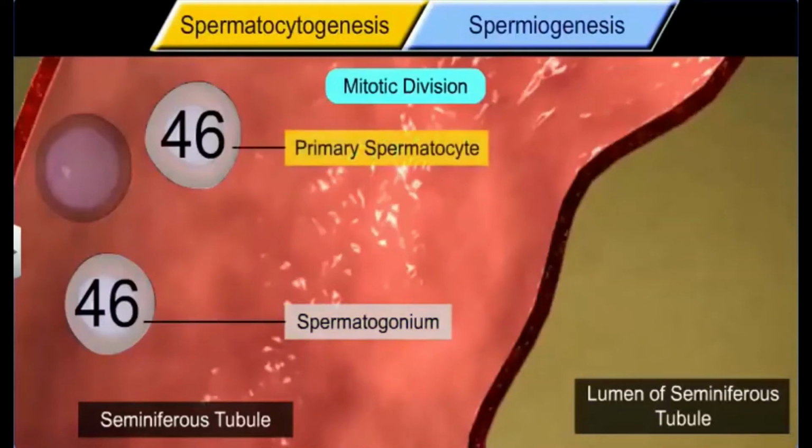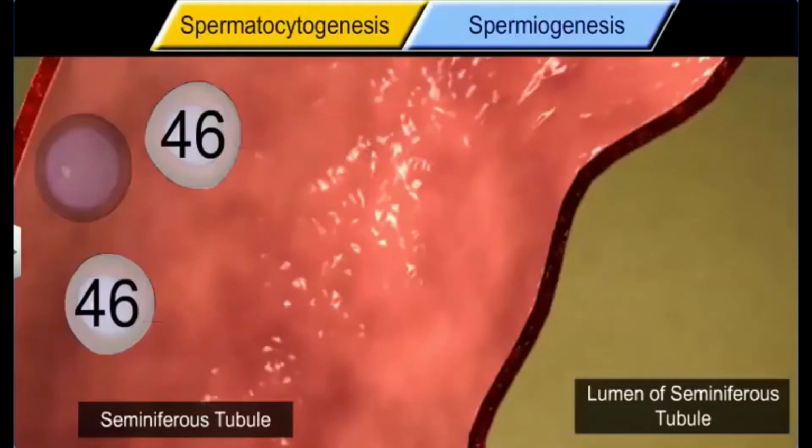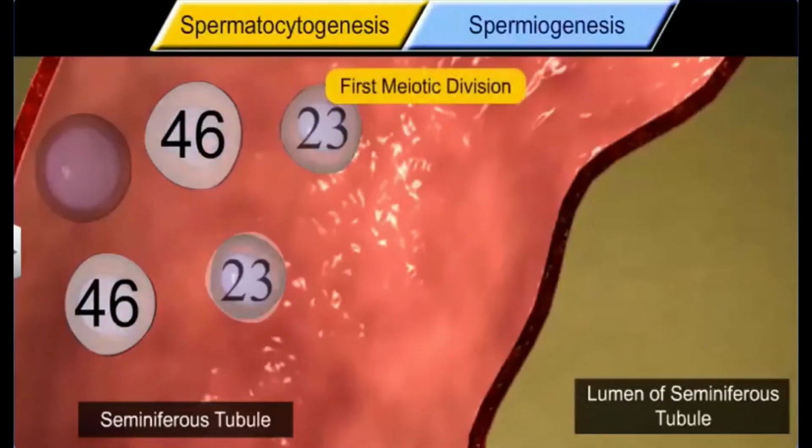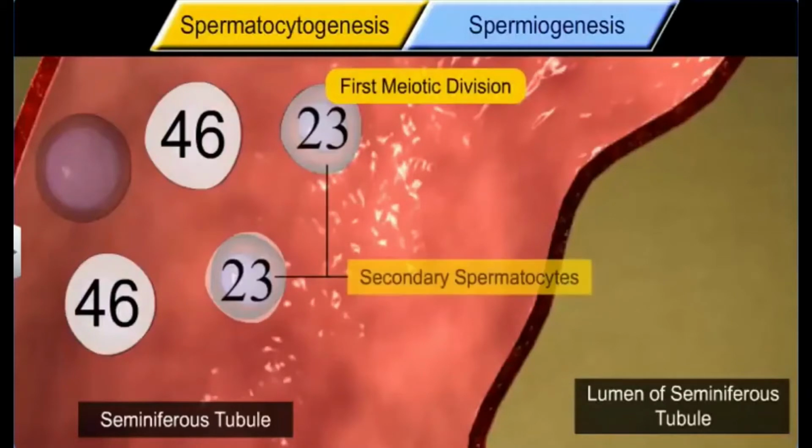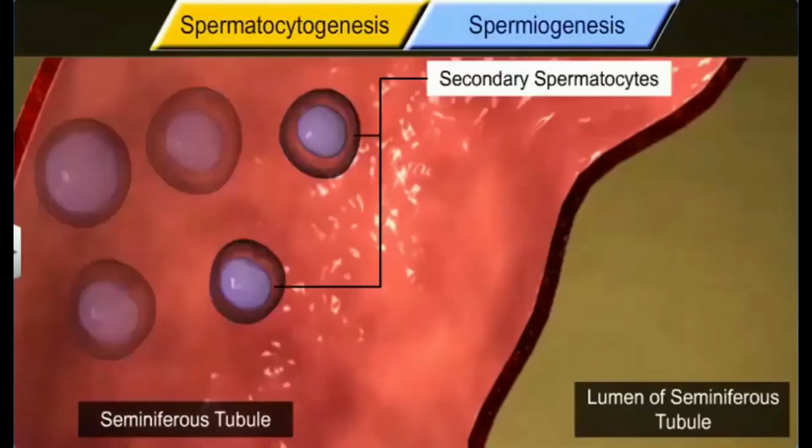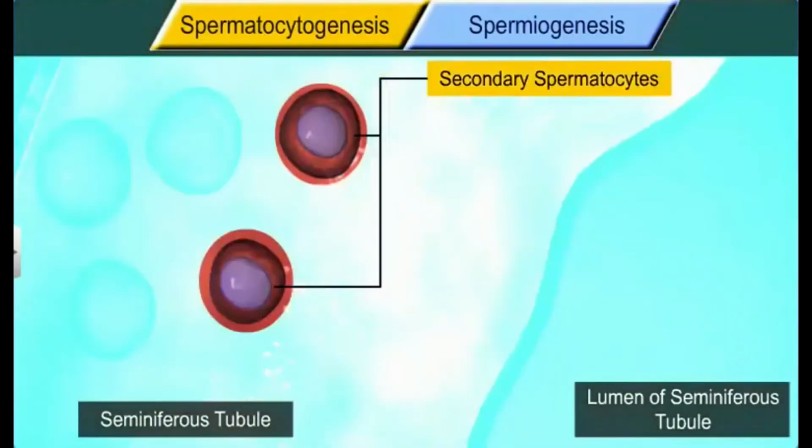This primary spermatocyte divides meiotically to form two equal cells called secondary spermatocytes. Unlike primary spermatocytes, secondary spermatocytes are haploid cells containing 23 chromosomes each.